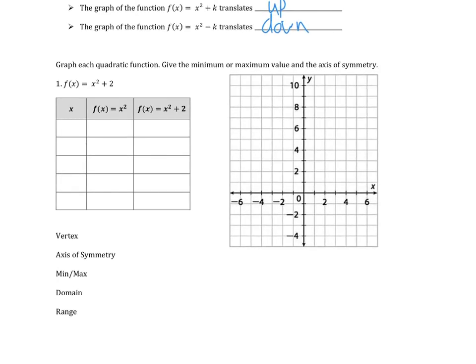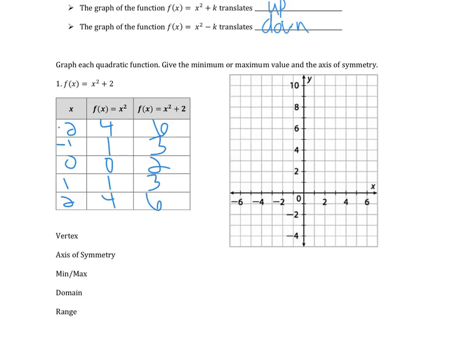So let's work through one here and see how this comes out. So let's pick some points. Let's go -2, -1, 0, 1, and 2. So -2 squared is +4. And then we're going to do that -2 squared, which is +4, but this time we're going to add 2, which makes it 6. -1 squared is 1, but now +2 is 3. 0 squared is 0. +2 is 2. And then we get our reflection.